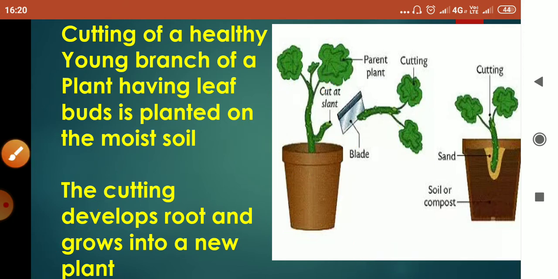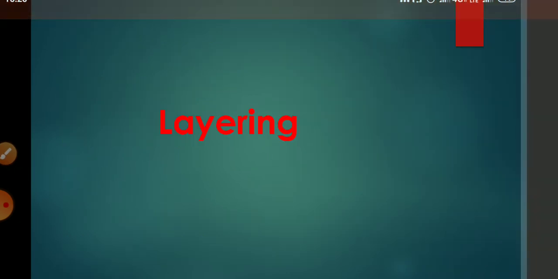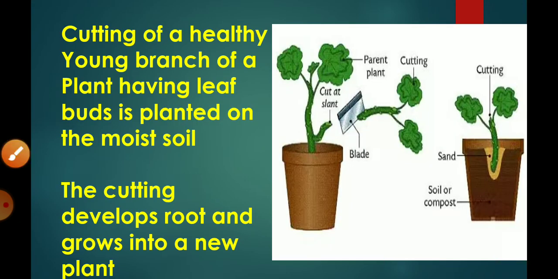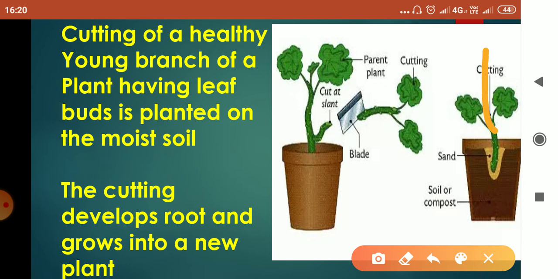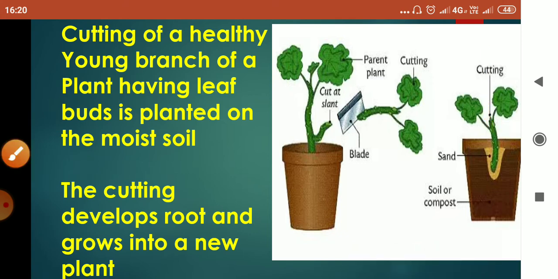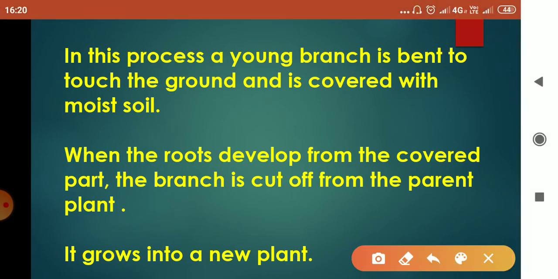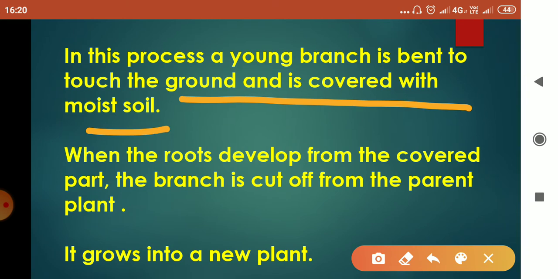After this, the cutting is placed in moist soil, and we will observe that roots develop from this cutting, and therefore the plant further grows and forms a new plant. So children, this is how a new plant arises from stem cutting. Now the second one is layering. In this process, a young branch is bent to touch the ground and is covered with moist soil.